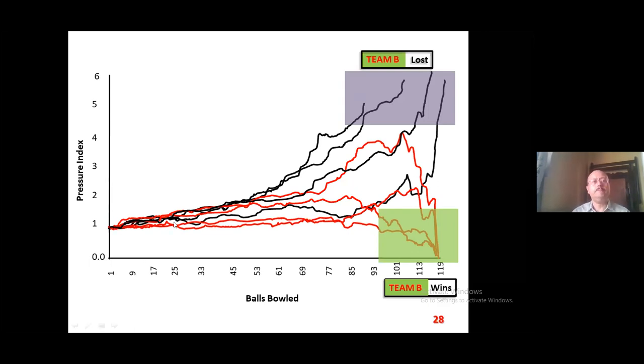So suppose these are some sample pressure index curves from a number of matches. The black ones that end up here are where the team batting second has lost, so they have not been successful in chasing. And these red curves which go down are the successful chases. So can we somehow categorize them with intermediate information? That would be interesting. In fact, what Rajneesh said, it is more interesting if we can match it with the betting data, real-time betting data.